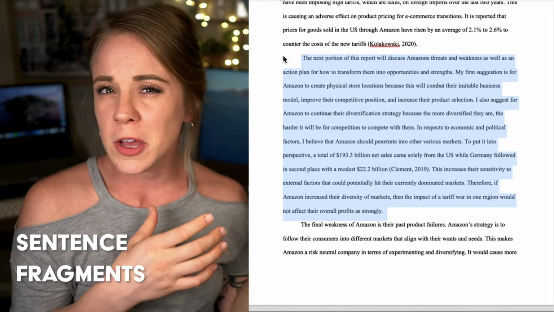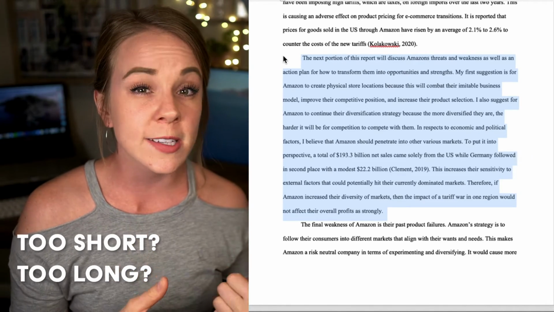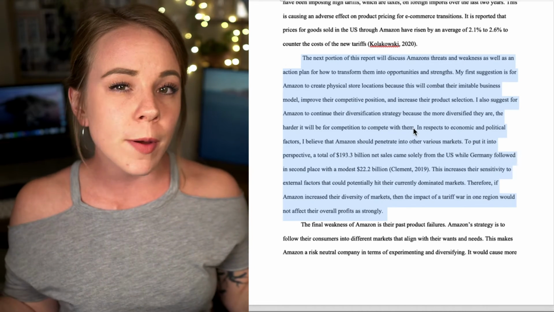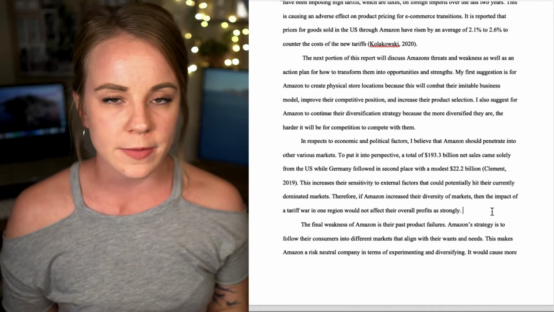You want to check for fragments. Is this paragraph too short? Can I add more context here? Or is it too long? And should this one paragraph be broken down into two paragraphs? Once you start asking yourself these questions, this is when you're going to start looking at the sentence structure in your paper.